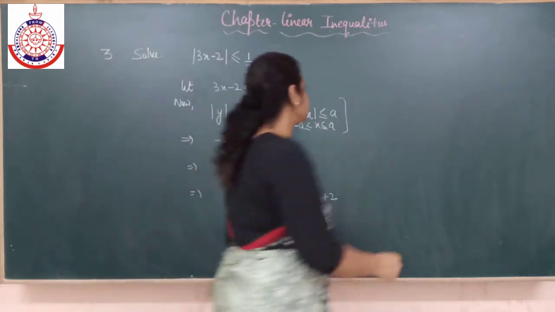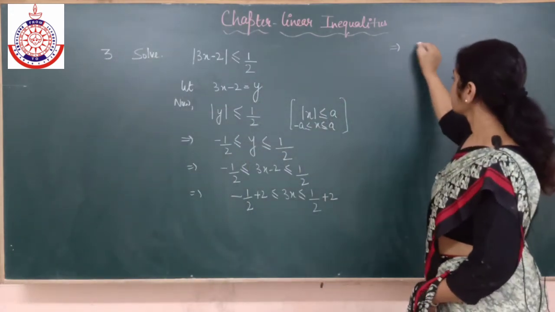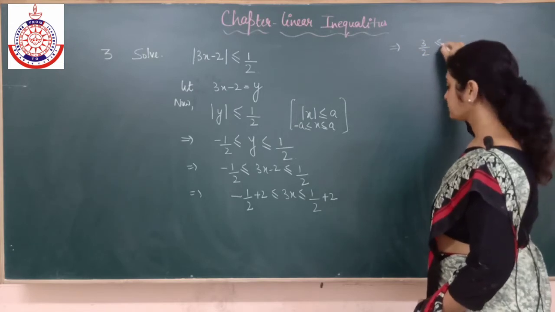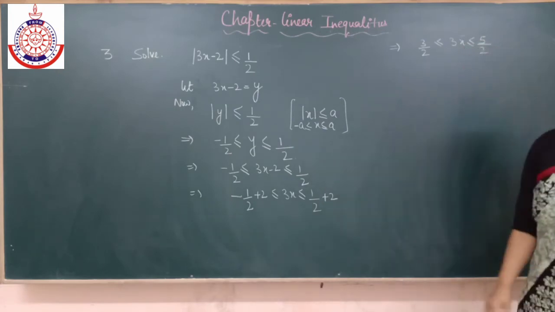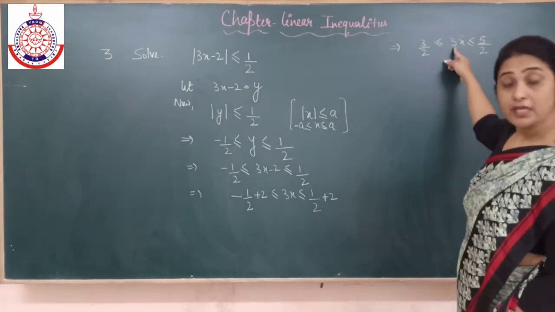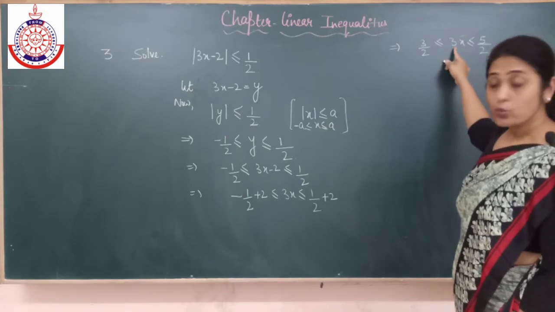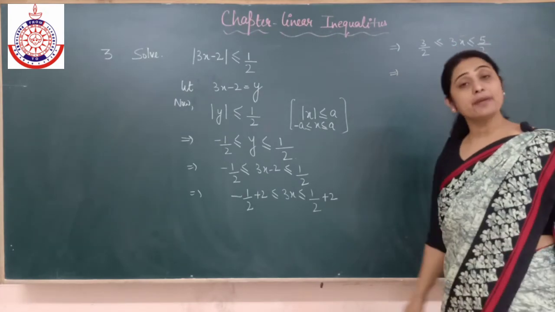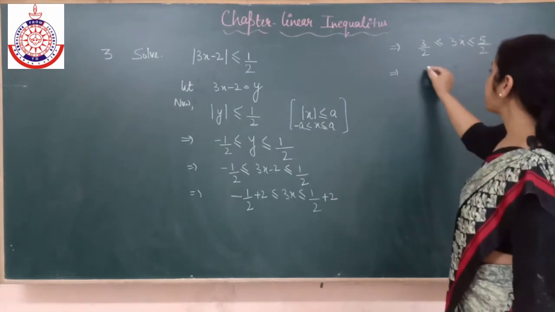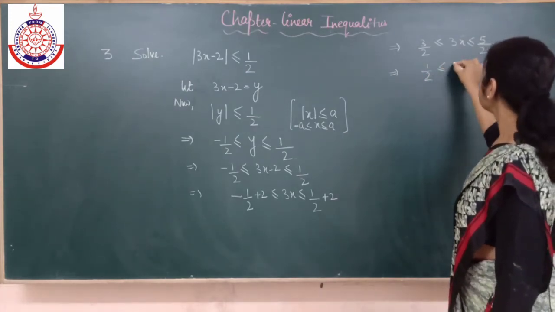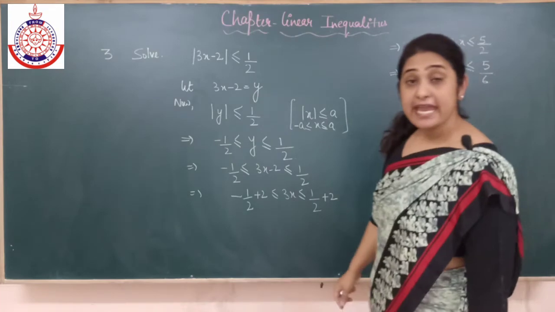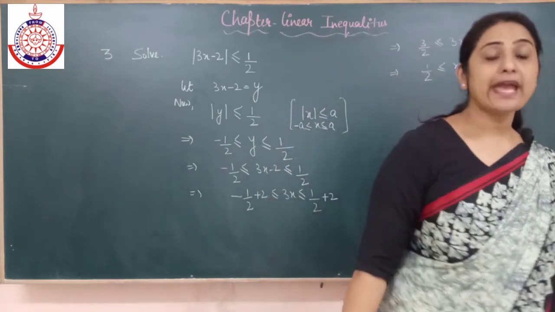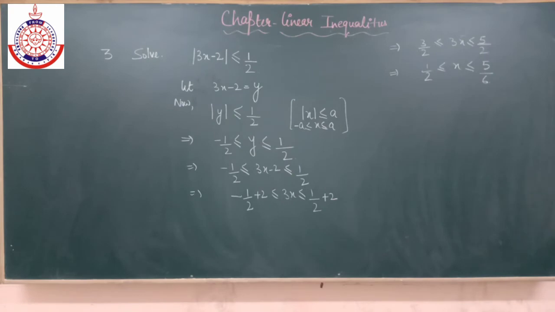So it will become 3 by 2. Alright. Now I need to remove this 3. So divide each side by 3. And when I divide by a positive number, the inequality does not change. So it will become 1 by 2. That means my answer is x is greater than or equal to 1 by 2 and less than or equal to 5 by 2. This is the way we will be solving such kind of questions.